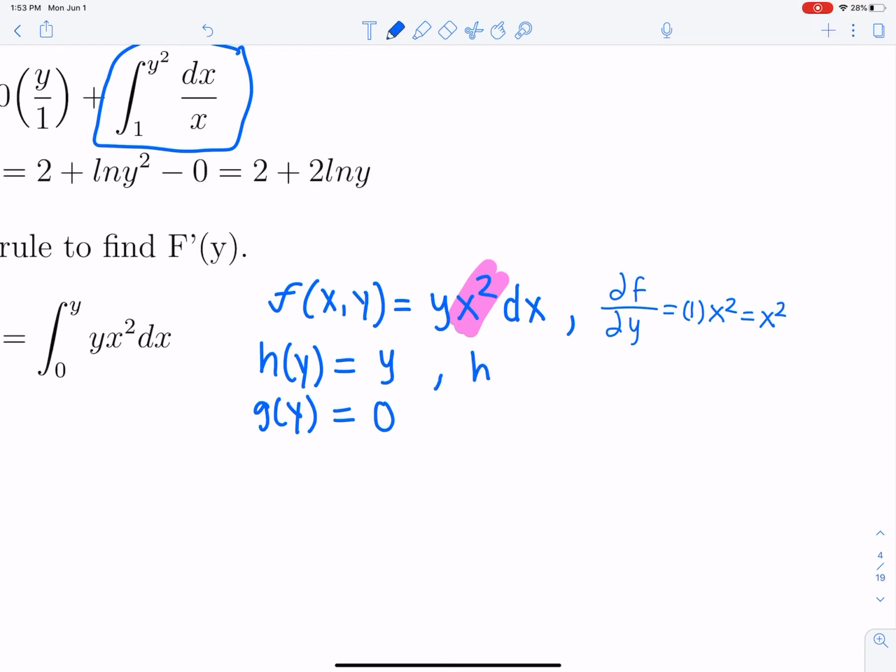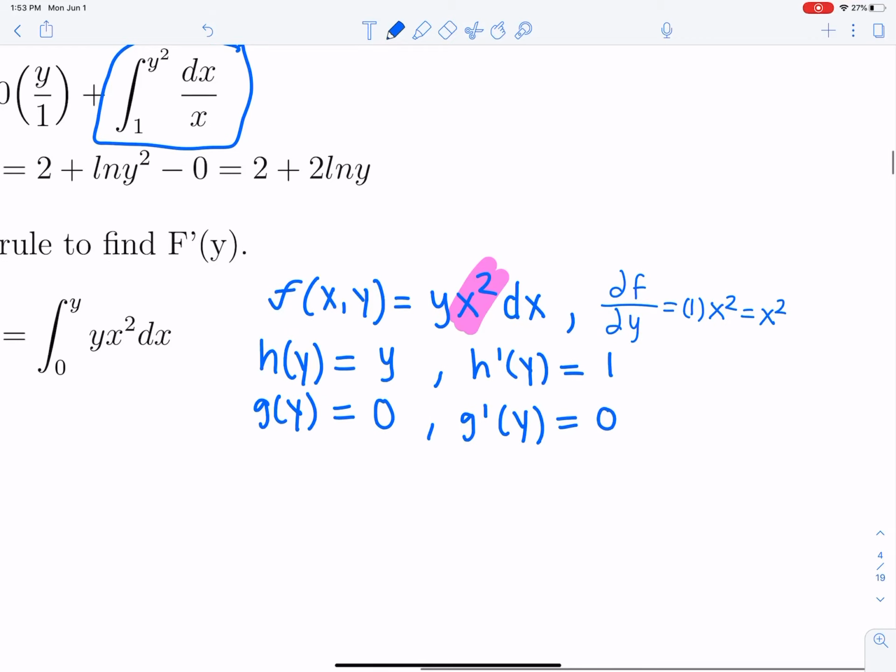So h prime of y, we will also need that. We can just differentiate that like any other function. We'd get a 1. And then same thing with g prime of y. We actually got lucky here because it's just differentiating 0. And these are the 4 parts that we will need to complete the formula.